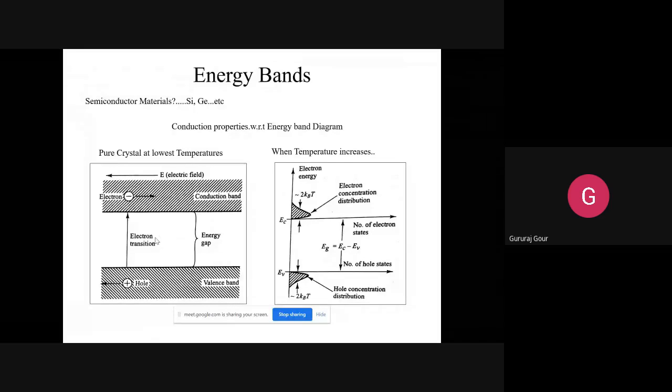We got the electron transition in the initial stage, and we end up with the accumulation of static charges or ions with negative and positive polarity in the conduction and valence band respectively, separated by some particular band gap, leading to some electric field value. This will occur after some stage. Pure crystal at lowest temperature, or if you want, you can take it as room temperature.